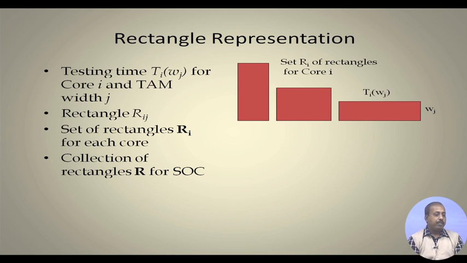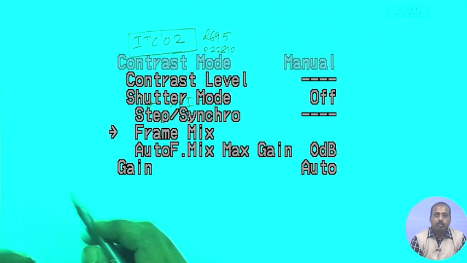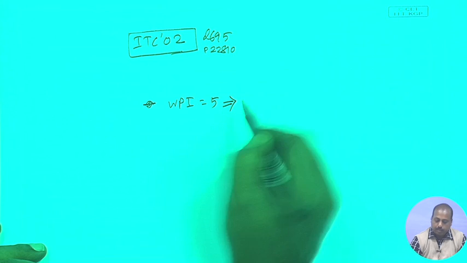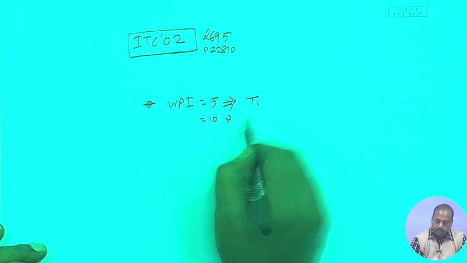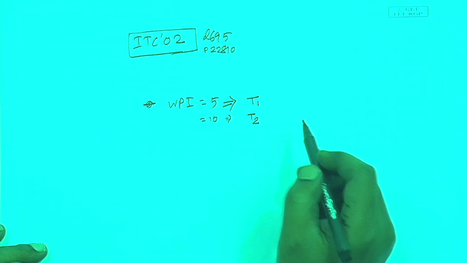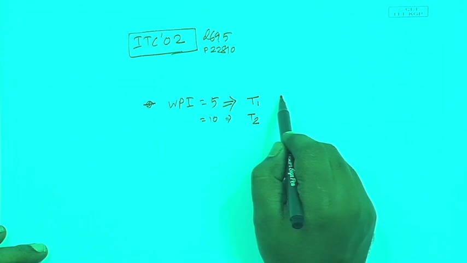One technique for reducing these gaps in the schedule is another scheduling policy, where each core is assumed to be represented by a set of rectangles. We have seen previously, in the wrapper design phase, that if a core is tested with, say, WPI equal to 5, it is going to take some amount of test time. Let the corresponding test time be T1, and if WPI equal to 10, it is going to take some other test time T2. That way it can be represented by a rectangle.